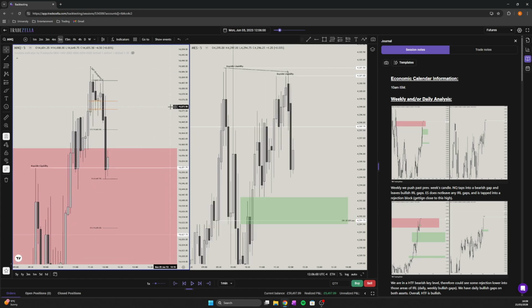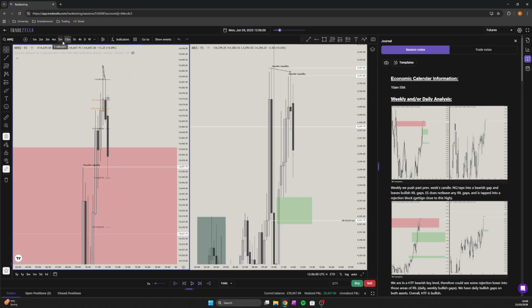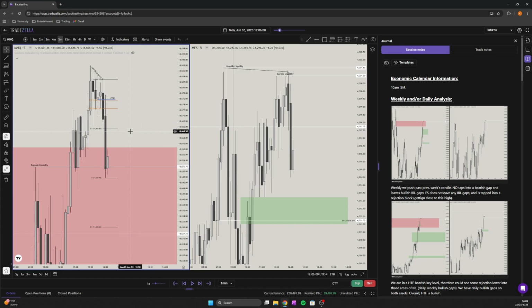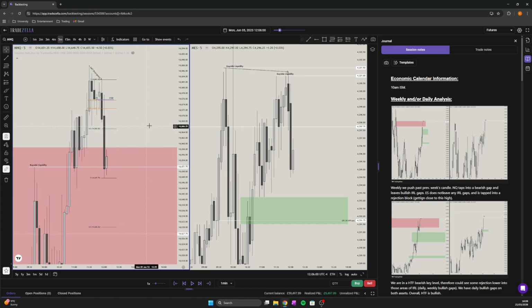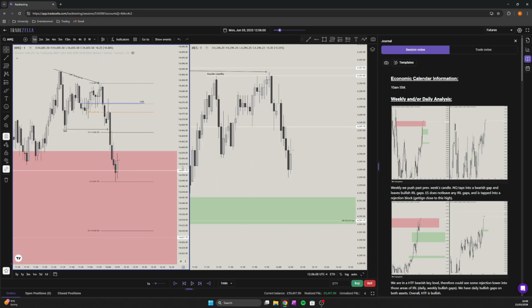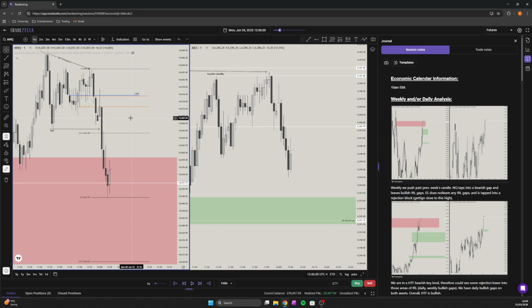So even on the low time frame, we can actually mark this as our change of state. Okay. Then we have our 5-minute market structure shift. I would like to use the one before the sweep. So right here. Bearish shift in market structure. So where could price really tap into?